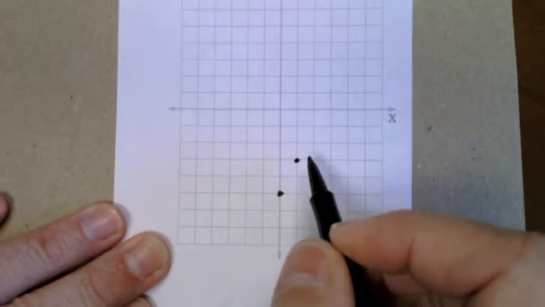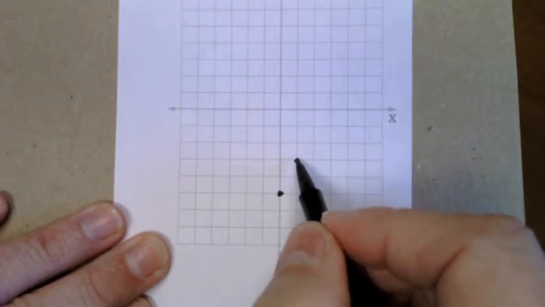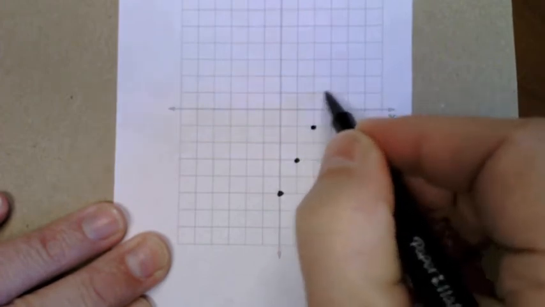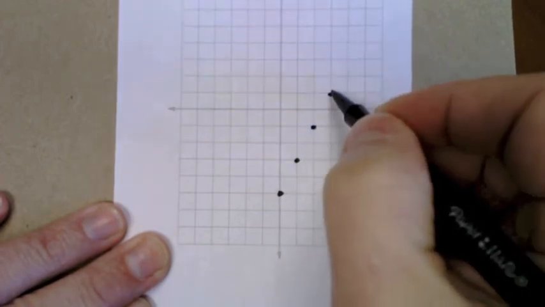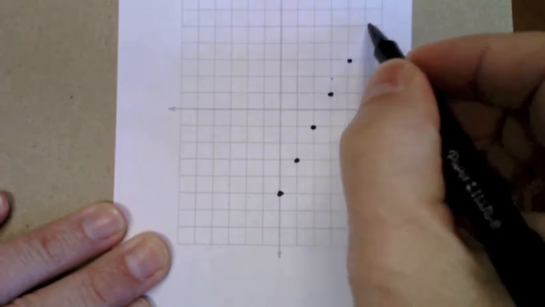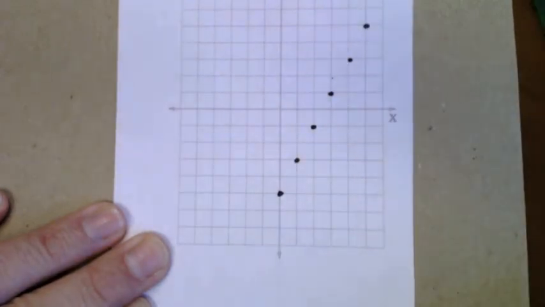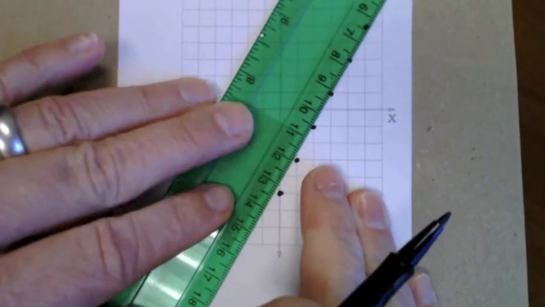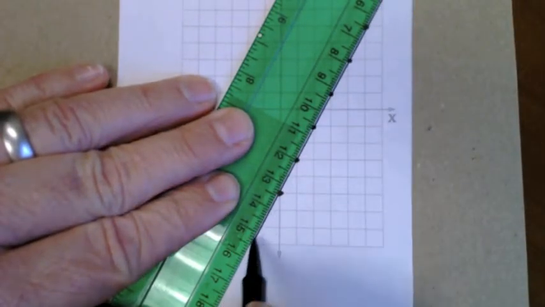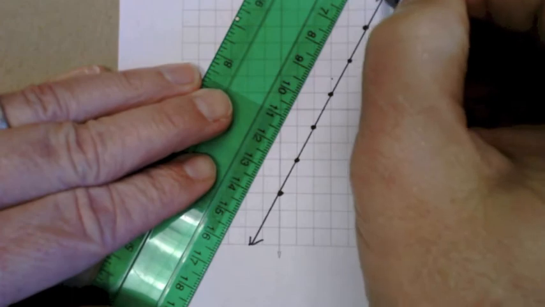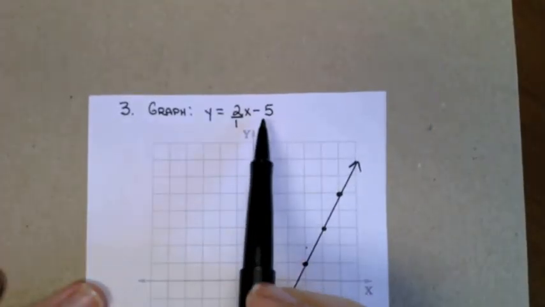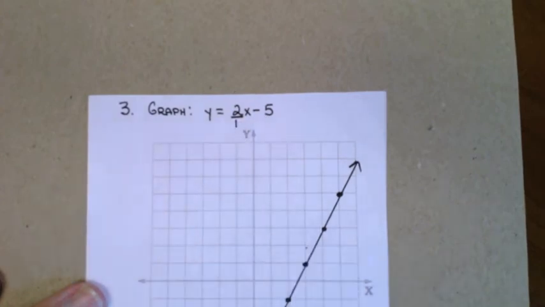I could use that slope again to get another point. Go up 2, 1, 2 over 1. Again, up 2 over 1, and again. All those points create a line. Take my ruler, draw my line. I just use this equation to graph this line. I use the y-intercept first and then the slope.